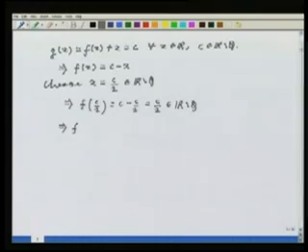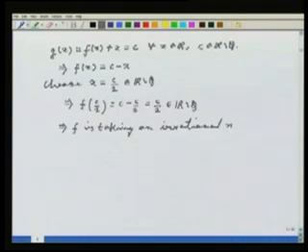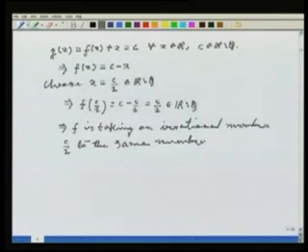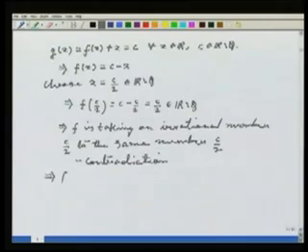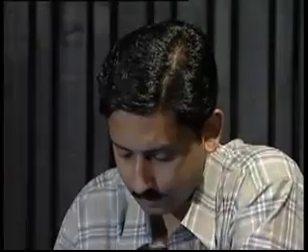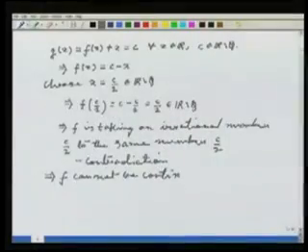This implies F is taking an irrational number C by 2 to the same number C by 2. But that is contradicting the defining property of F. We said that F takes rationals to irrationals and irrationals to rationals. So this is a contradiction, which implies F cannot be continuous. That solves our problem. Okay.